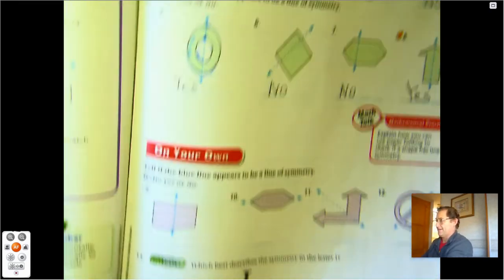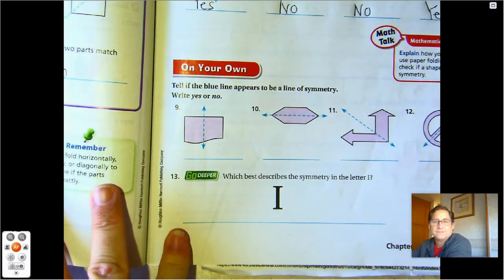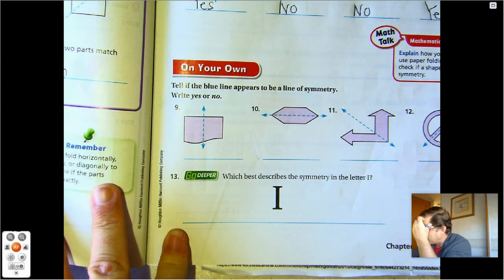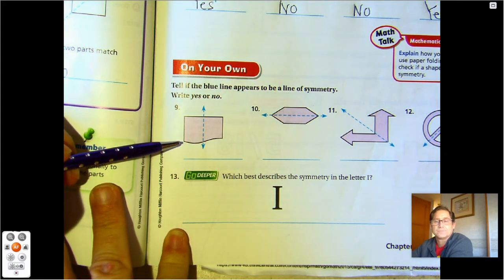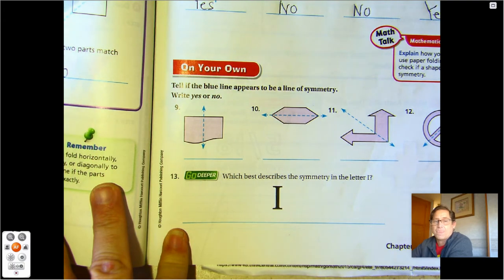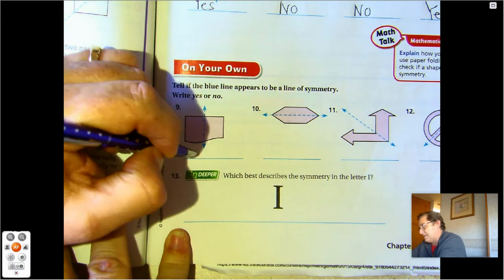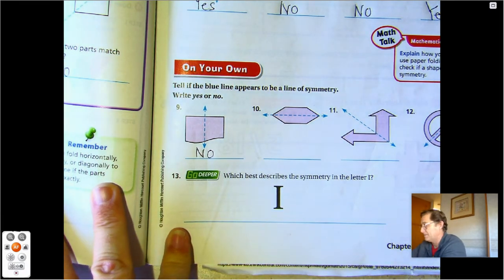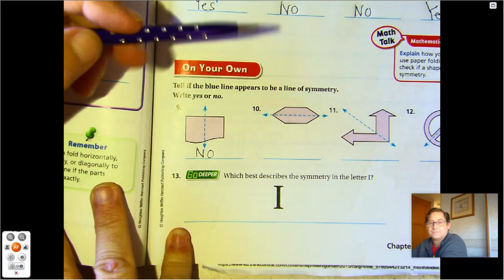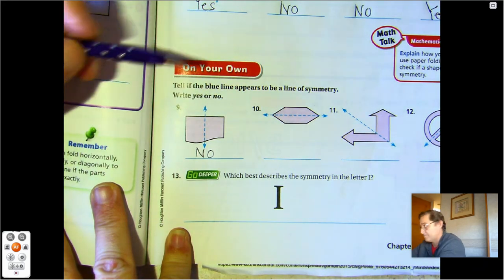All right, number 9. Tell if the line that they've drawn is a line of symmetry. Okay, well, first off, are both sides the same? They're not the same, right? This one goes down lower than this side, so that can't be a line of symmetry. The shapes would have to match. 10. Yeah, if I fold this down, they're going to be exactly the same.